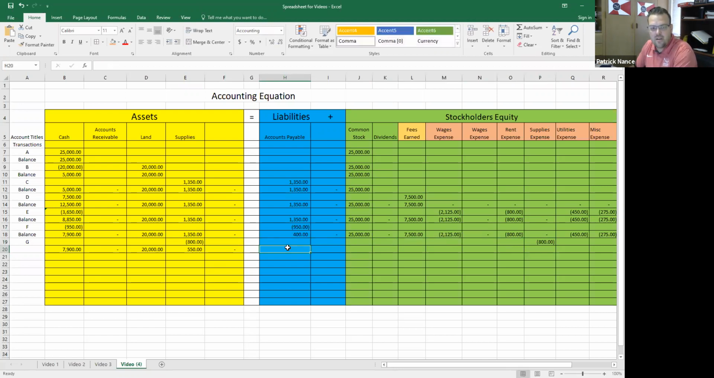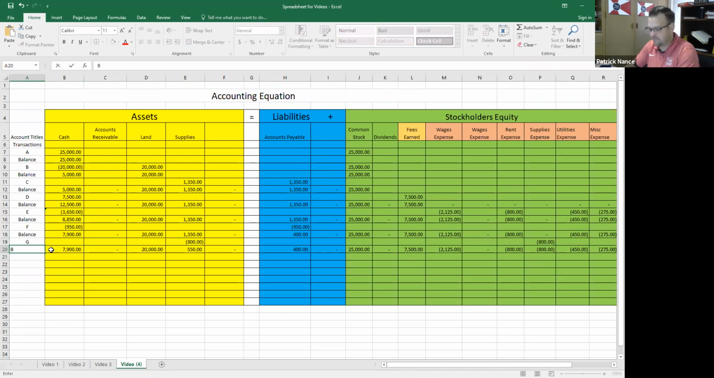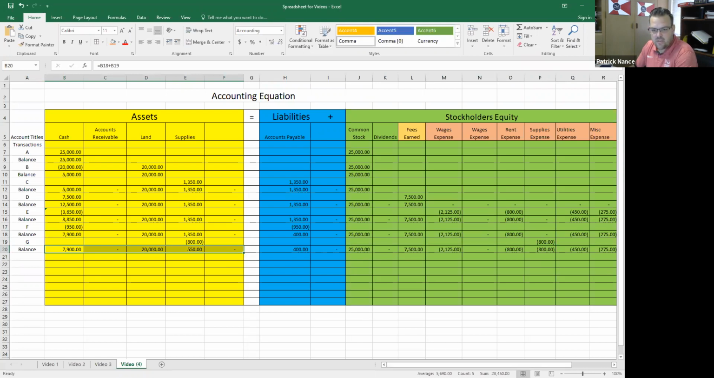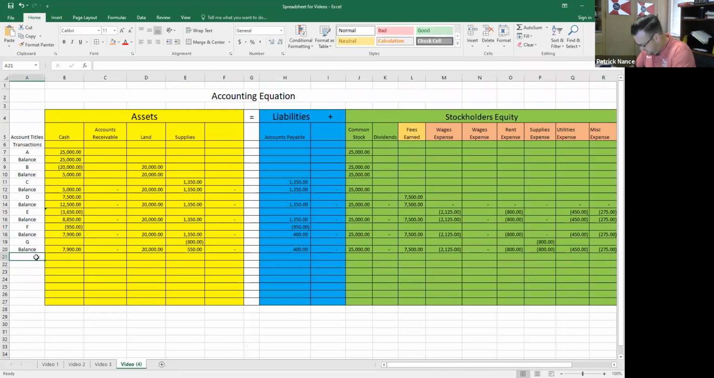Oops, wrong line. So we'll see if we balance here. Previous balance plus any transactions that happened equals the new balance. Okay, so this is a balance line. And we'll highlight this. The total of that is $28,450. The total of my liabilities and equity is $28,450. So it all balances out.